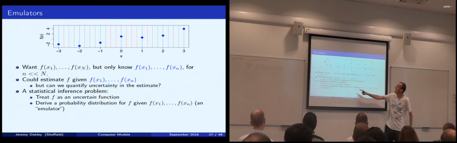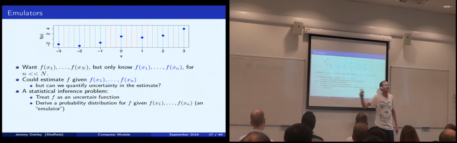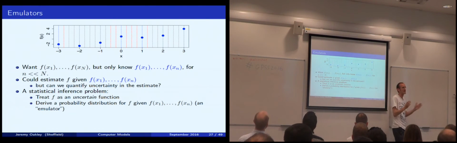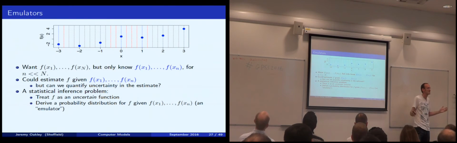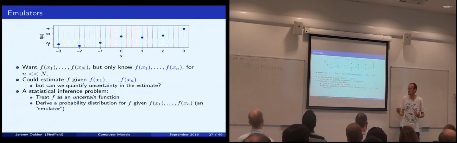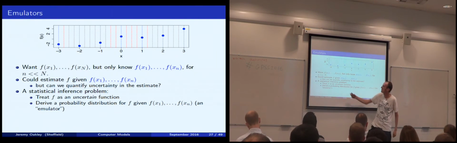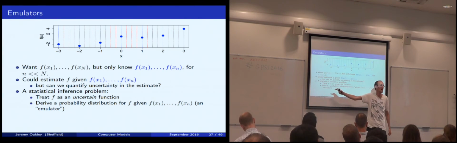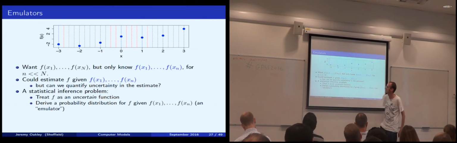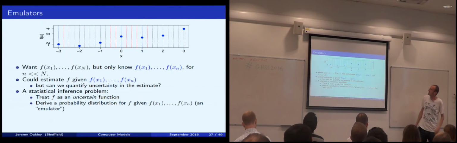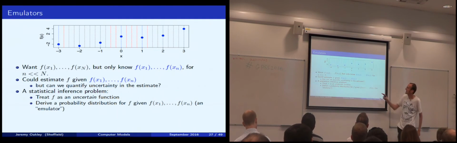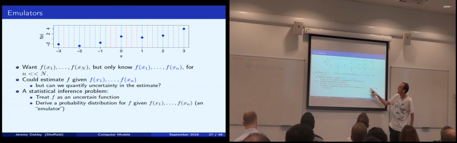We're going to treat f as an uncertain function, okay? Not because it's been randomly generated from any distribution. It's not a sample of anything. It's just something that's unknown to us. Before we go to our computer and plug in an x value, we don't know what the value of the output's going to be, so we're uncertain about it. And then what we're going to do is derive a probability distribution for that entire function given the points that we're able to evaluate.